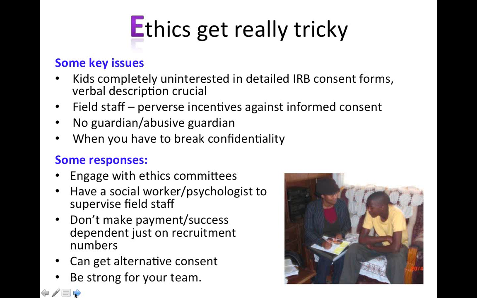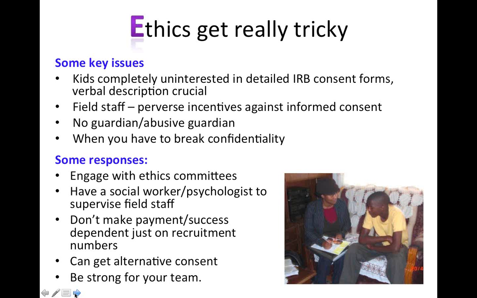And one thing that I've seen happen often is that staff are paid per interview. Now that means that they're incentivized to pressure children and their caregivers to take part. Otherwise they've lost all the time that they've spent getting to them and talking to them. It's also, of course, an issue when you have abusive guardians or no guardians: how do you get guardian consent?